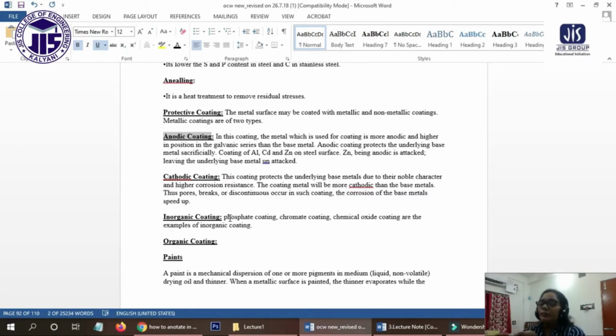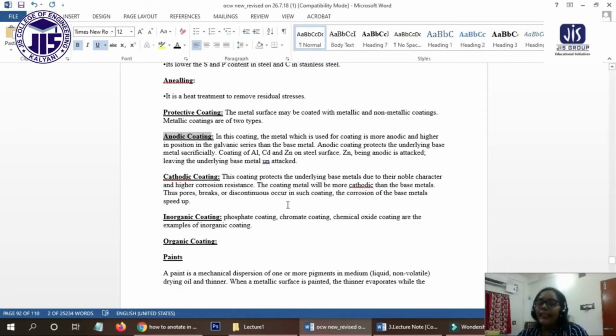So if the iron metal is coated with zinc, that is galvanizing. So galvanization is one of the examples of the anodic coating. Understand? So this is anodic coating. And cathodic coating, what is cathodic coating?